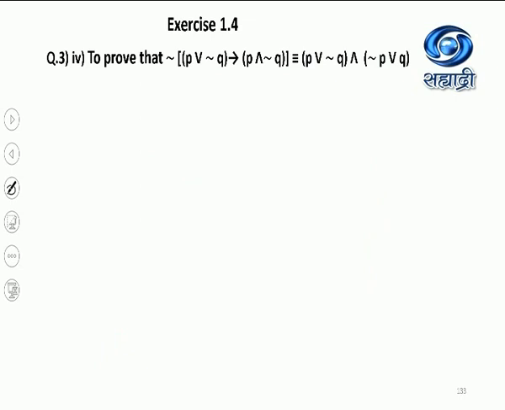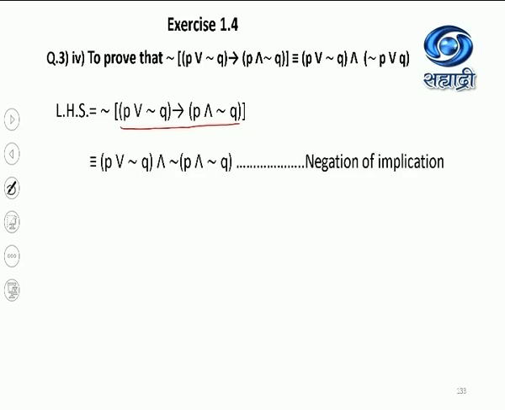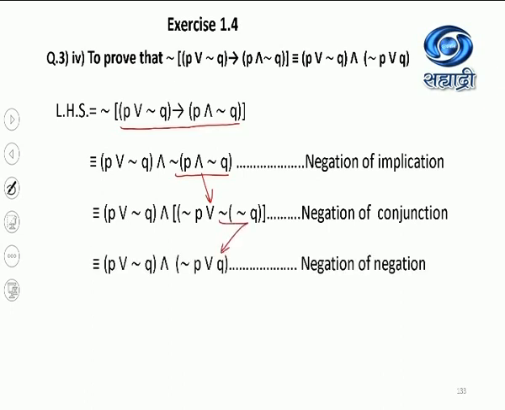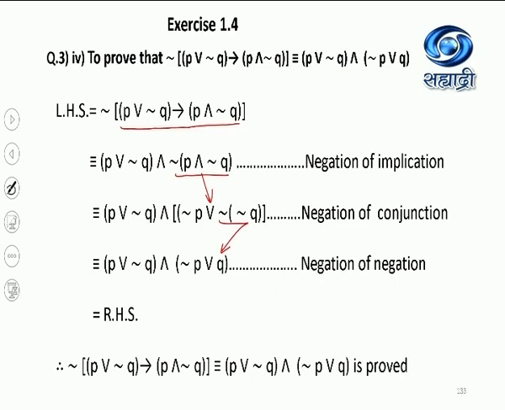Prove that the left hand side statement pattern is equal to the right hand side. I start with LHS. Now you can see it is the negation of the bracket, that is an implication. So using the negation of implication, it will be the first bracket and negation of the second bracket. Inside the second bracket negation, I use the negation of conjunction. Negation of P and Q is negation P or negation Q. And further negation of negation Q is just Q. I think that gives us our RHS and hence the equivalence. Okay, you can see that.